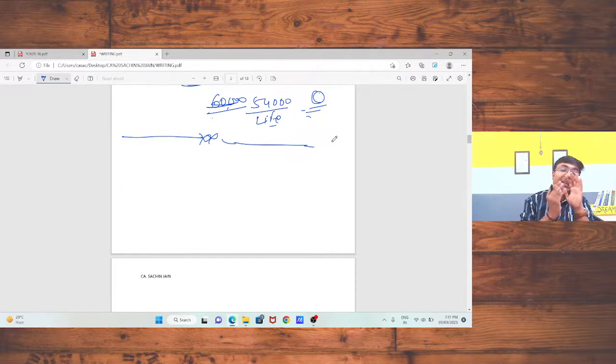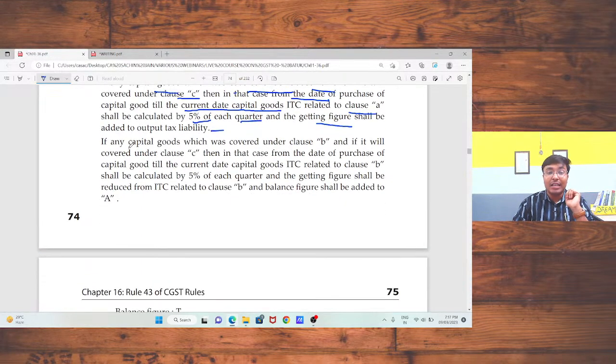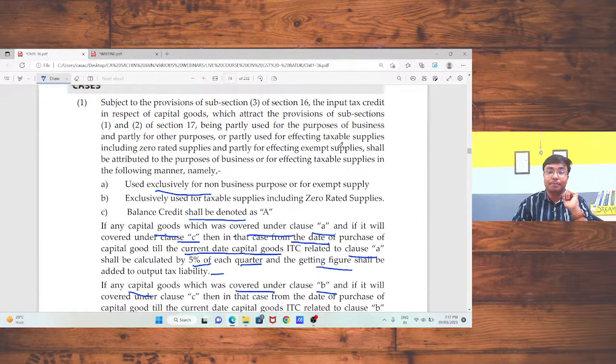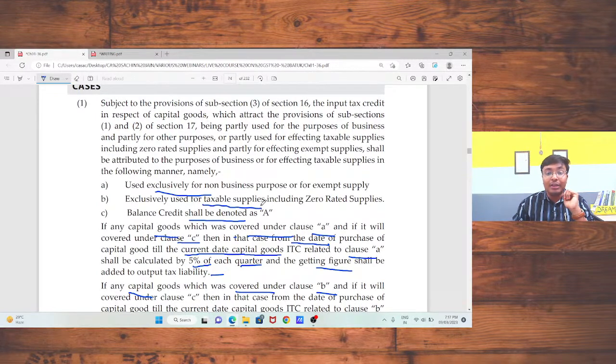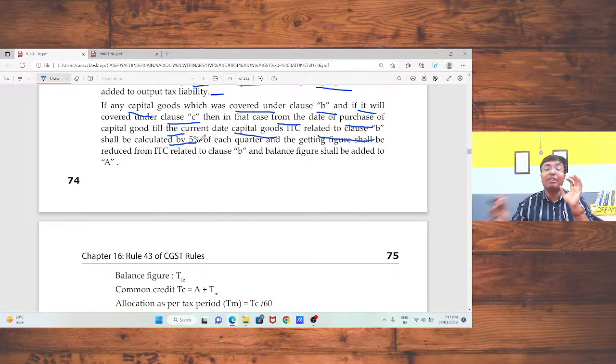Sir, rule number 43, in case of exempted purpose, or taxable as well as exempted purpose, I transferred it. Is that okay? Then I am going to take the second scenario, in which any capital goods which were covered under clause B, that means in use for taxable supply, that means at the time of buying I had taken 100% input tax credit, and now it will be covered under clause C, that is taxable as well as exempted. Then from the date of purchase of the capital goods till the current date, ITC related to clause B shall be calculated by 5% of each quarter.